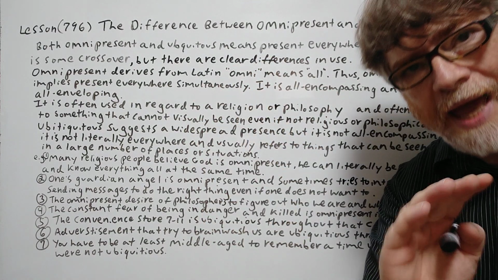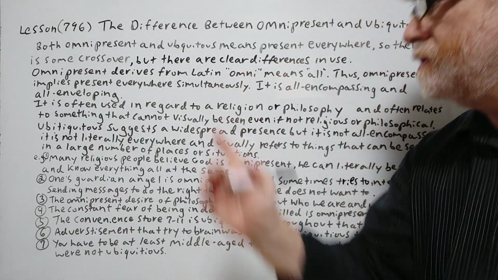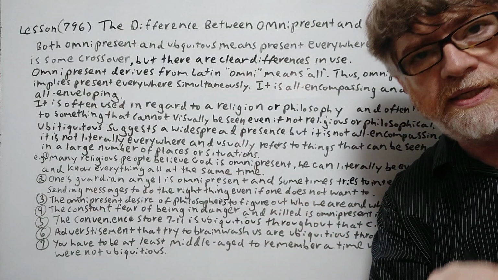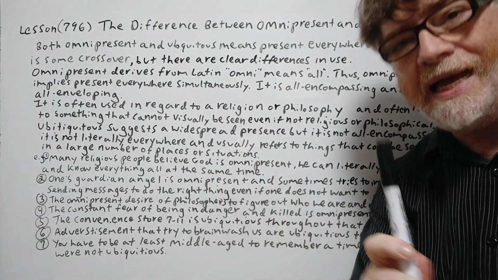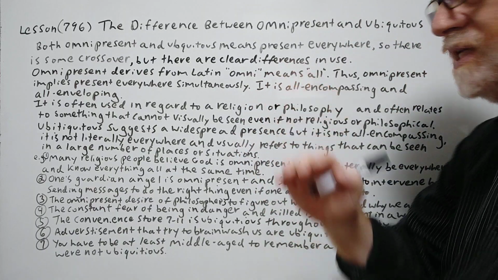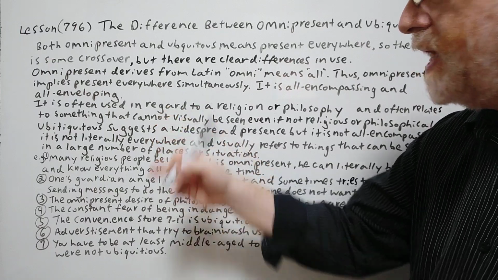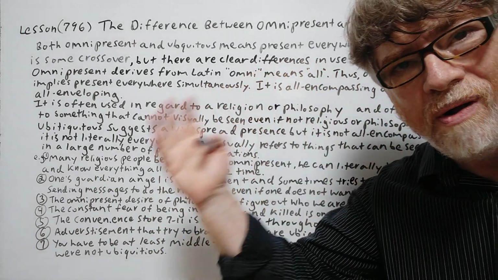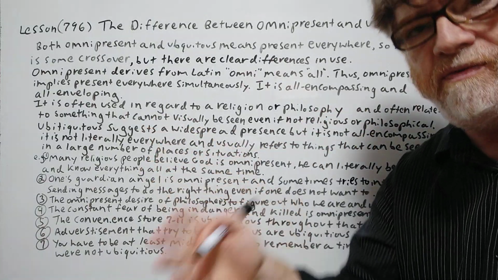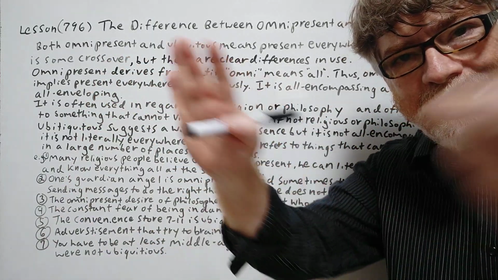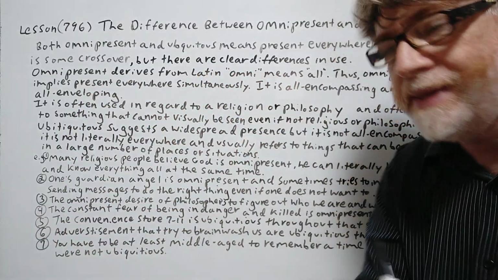Both omnipresent and ubiquitous can mean present everywhere, so there is some crossover, but there are clear differences in use. Omnipresent derives from Latin omni, which means all. Thus, omnipresent implies present everywhere simultaneously, all at the same time. It is all-encompassing and all-enveloping. So it's all around. It's like in the atmosphere. It's in the air. It's in your head, something like that.